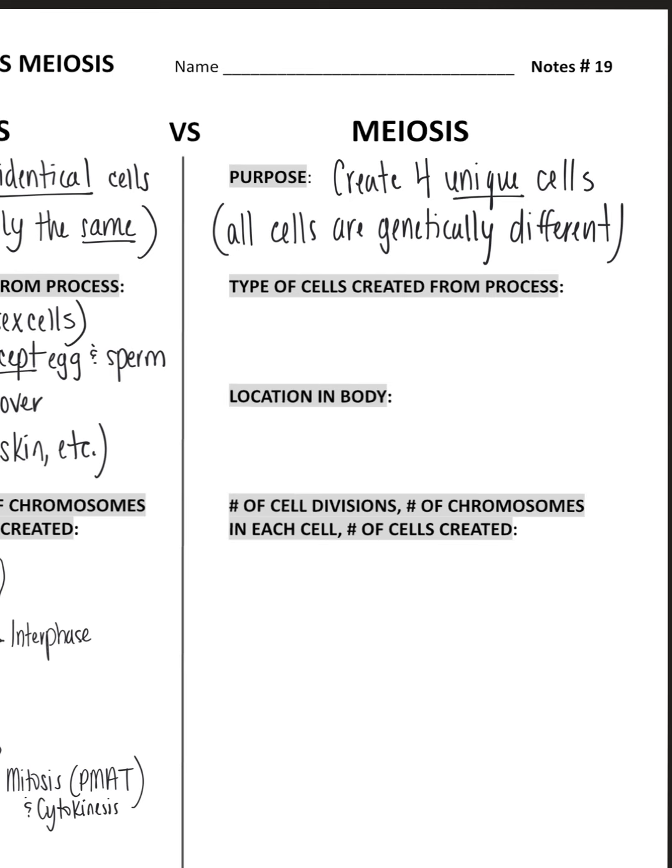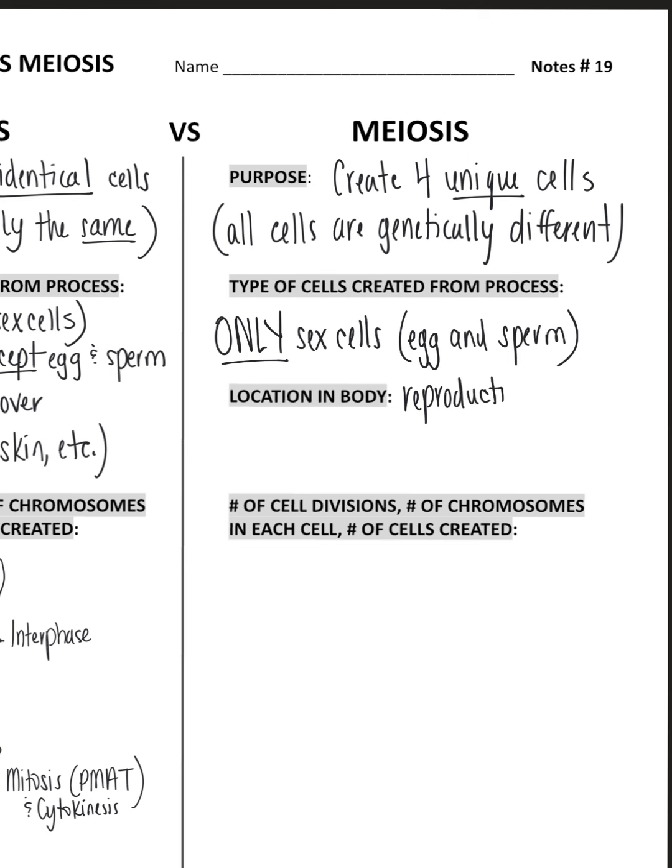For the type of cells created from this process, this would be only sex cells. So only egg and sperm are made from meiosis. For location in the body, these would be found in the reproductive organs. For females, the egg cells would be found in her ovaries. And for males, the sperm cells would be found in the testes.